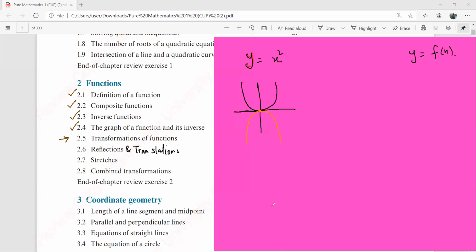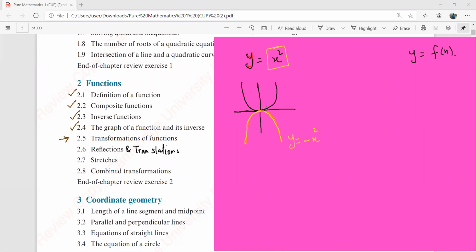Can you guess what would be the equation of this orange curve? If you can really see that, let me make it yellow. That might be clearer. Minus x square. Yes, minus x square. This is going to be y is equal to minus x square. You see this x square, if you take it like this, x square is representing your y.